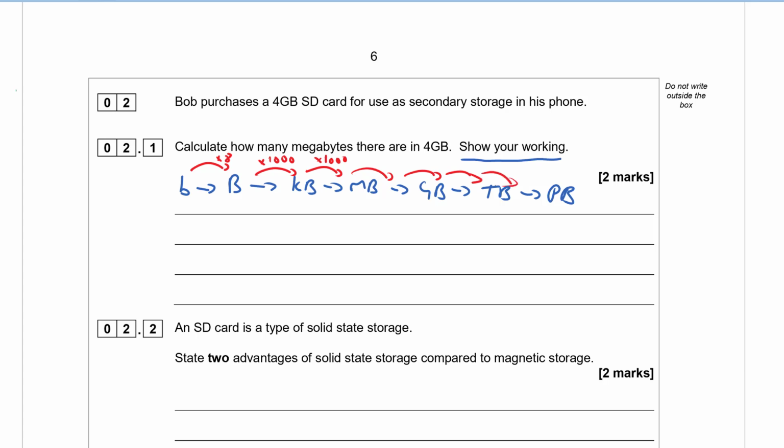Right, so therefore, if we have 4GB and we have 1000 megabytes in 1GB, we are doing 4 times 1000 megabytes, which is therefore just 4000 megabytes. So easy. Just make sure there's some working to show you have not just guessed.